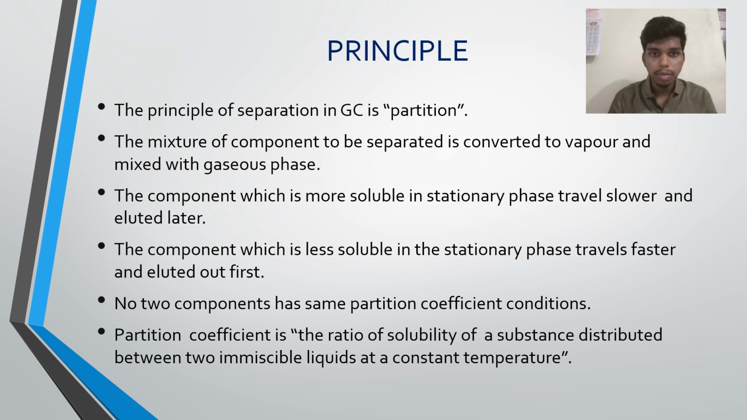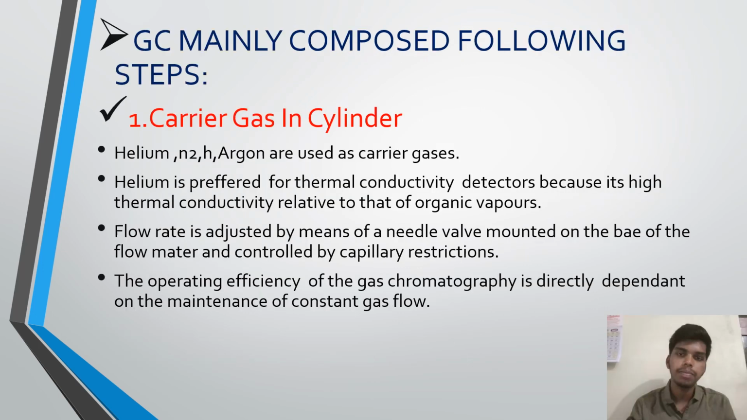Principle. The principle of separation in GC is partition. The mixture of components to be separated is converted to a vapor and mixed with the gaseous phase. The component which is more soluble in the stationary phase travels slower and is eluted later. The component which is less soluble in the stationary phase travels faster and is eluted first. No two components have the same partition coefficient. Partition coefficient is the ratio of solubility of a substance distributed between two immiscible liquids at a constant temperature.